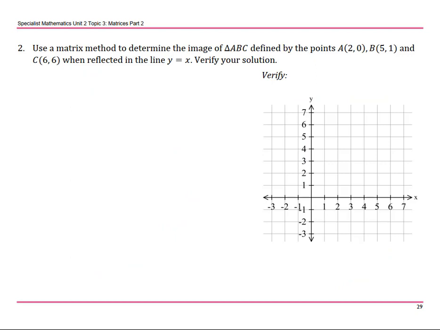Use a matrix method to determine the image of triangle ABC defined by the points A, B, and C as given, when reflected in the line y equals x, and verify your solution. So our matrix, remember they swap places. So it's 0, 1, 1, 0 because x and y swap.